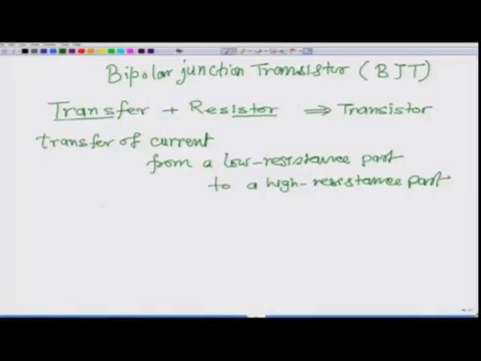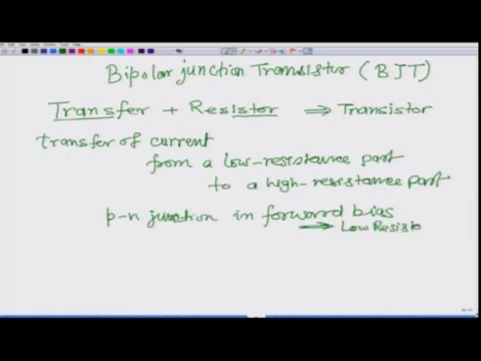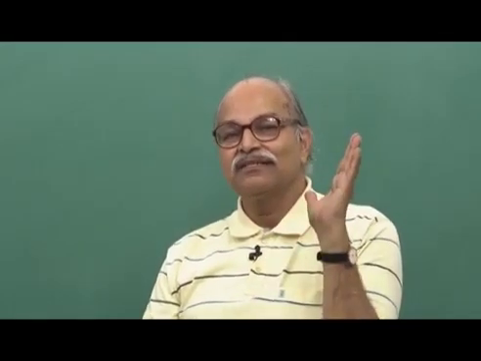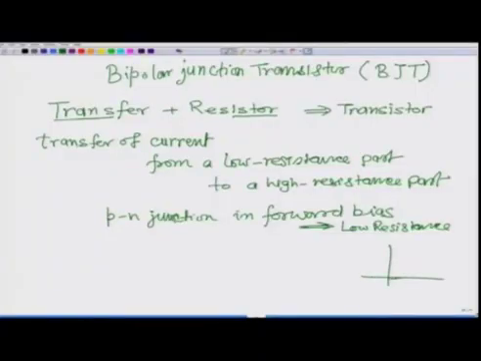So, essentially what we have here is two p-n junctions, the two parts of the circuit. One is p-n junction in forward bias, and you know that this represents a low resistance circuit. Of course, that threshold voltage has to be crossed, and after that any small increment in voltage gives rise to large current. Remember that your curve was like this. So, that is the meaning of low resistance.